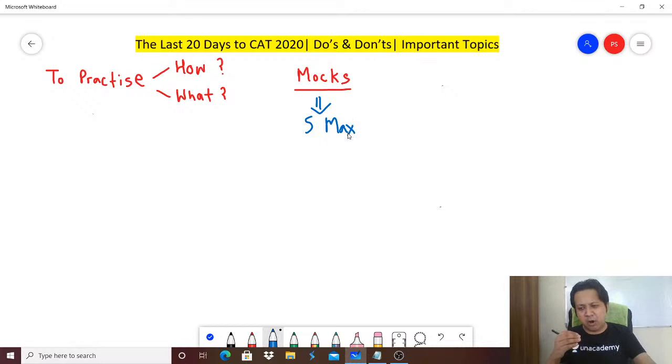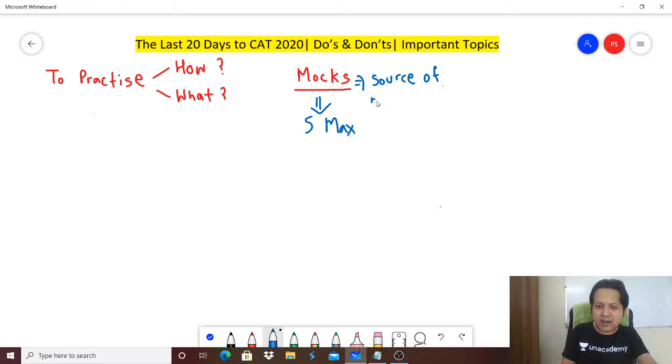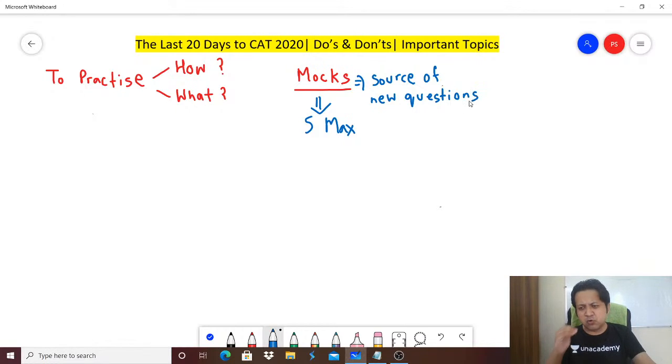Even if you give the mock, do not look at your percentile and get disappointed. Rather, look at the mock as a source of new quality questions. Because questions will be really good if you are appearing from one of the standard providers of mocks in the market. Treat it as a source of new questions and do it likewise. Do not look at your percentile.